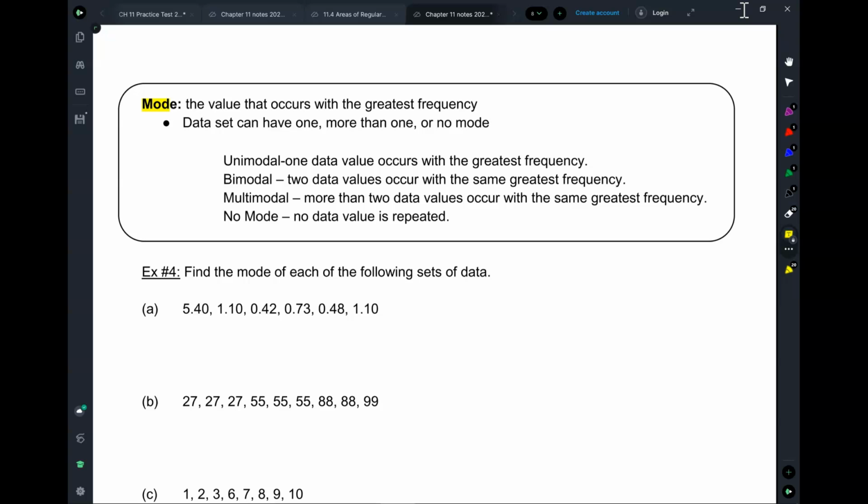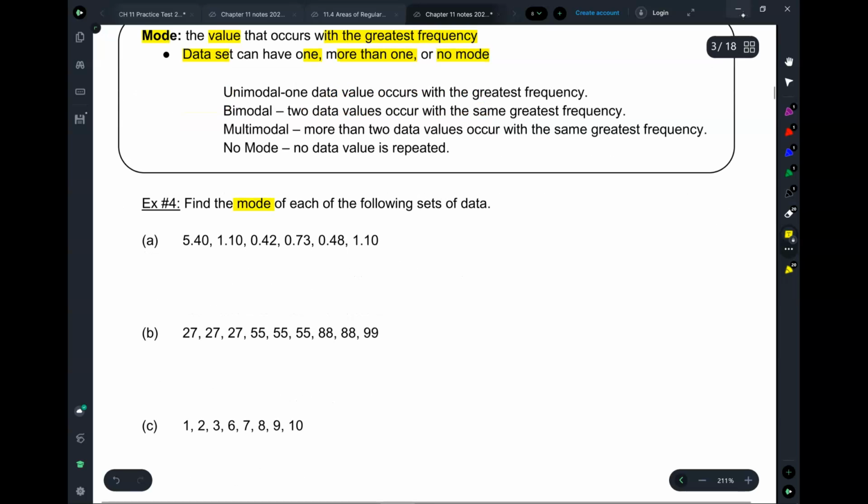Mode. Mode is the value that occurs with the greatest frequency, the number that shows up most often. Data can have more than one mode or no mode. Depending on that, we call it unimodal, bimodal, or multimodal. To find the mode, you don't have to sort or anything. Just go through and see if there are any repeats of numbers.